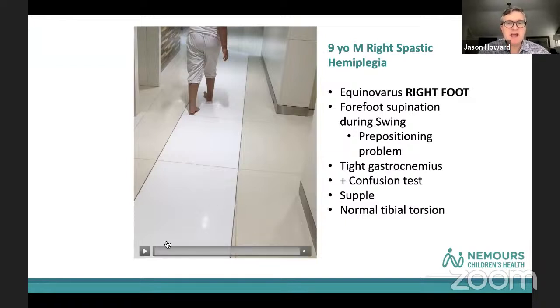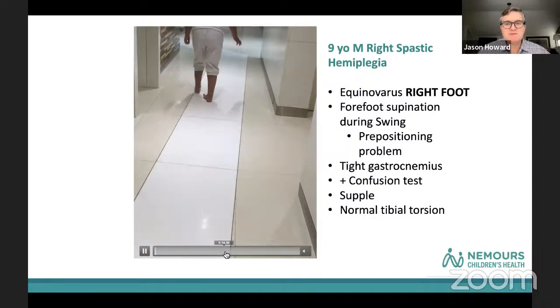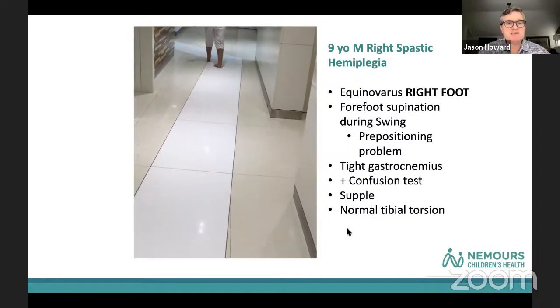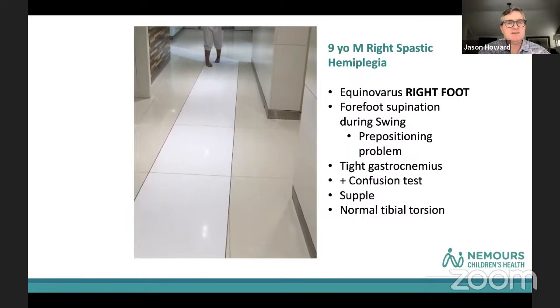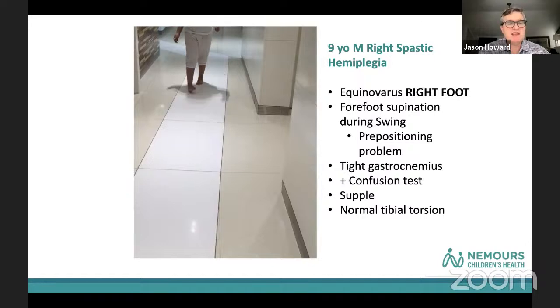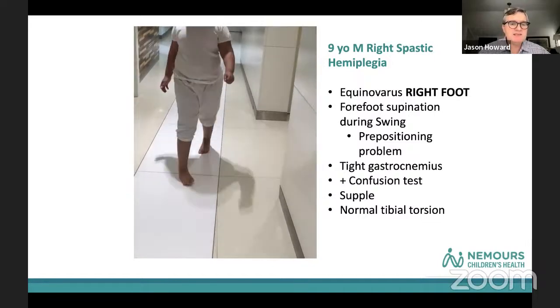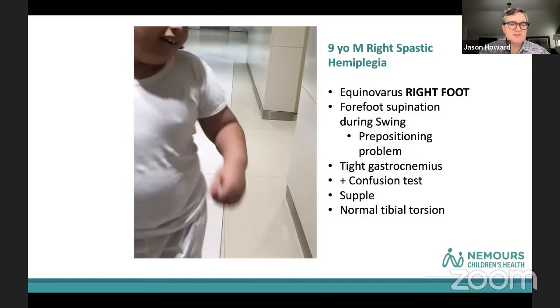Here's a case, a 9-year-old with spastic hemiplegia. So check out the right foot. That's the one that's the biggest issue. One thing I would say, you can see he's internally rotating there on that right foot. He's got forefoot supination.